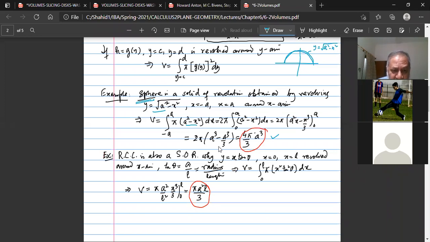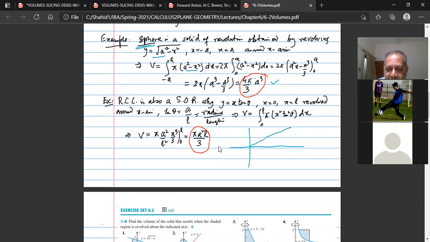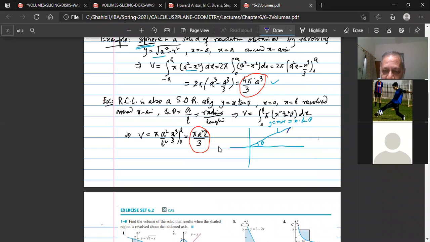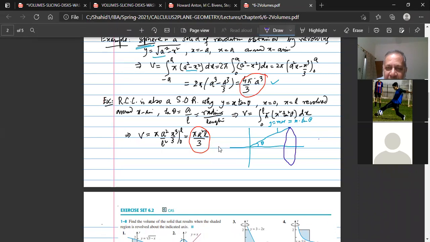Similarly, the right circular cone can also be considered as a solid of revolution, but what kind of solid of revolution? This line, which makes angle theta, is y is equal to mx, or x times tangent theta, which is the slope of the line. If this line is revolved around the x-axis, we will get the right circular cone.